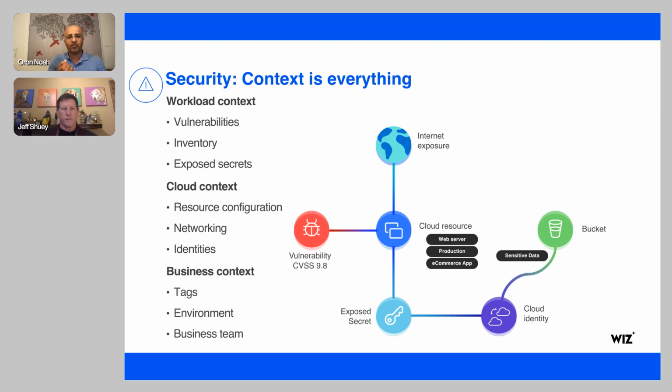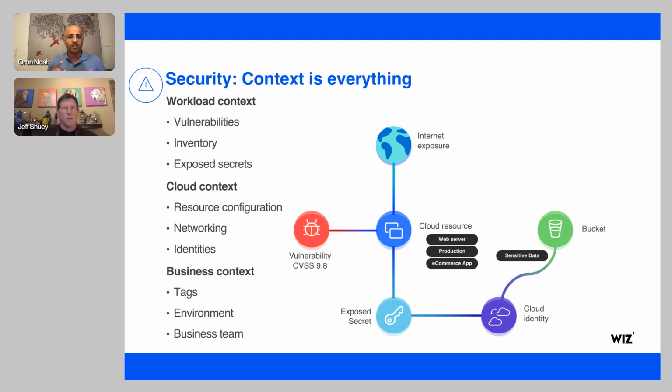So we understand that when someone put a secret within this VM, with these secrets I can access a cloud identity, some IAM, that can have access to a sensitive bucket. Okay? And on top of those two, we also combine the business context. We are also able to understand the tags over there in the environment.